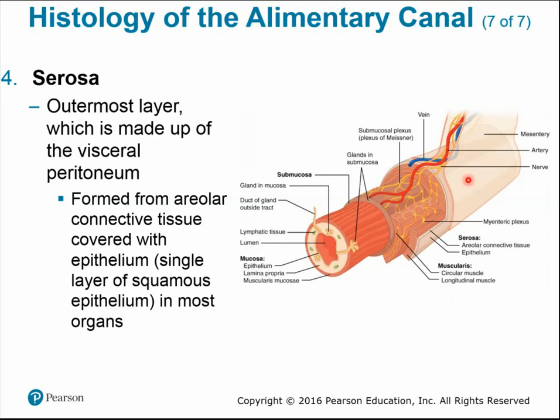So in the GI tract, this is formed primarily from some areolar or loose connective tissue covered with just a single layer of some simple squamous epithelium.